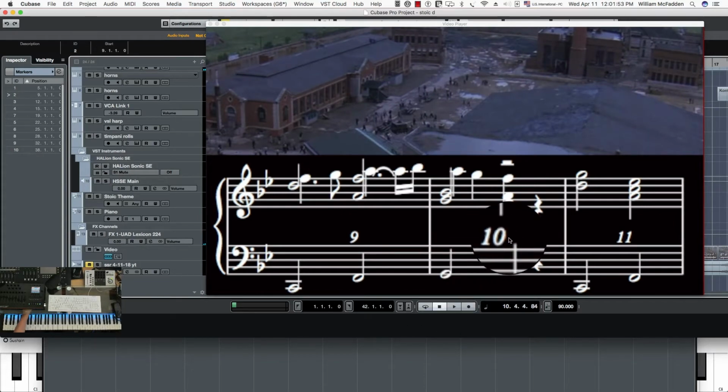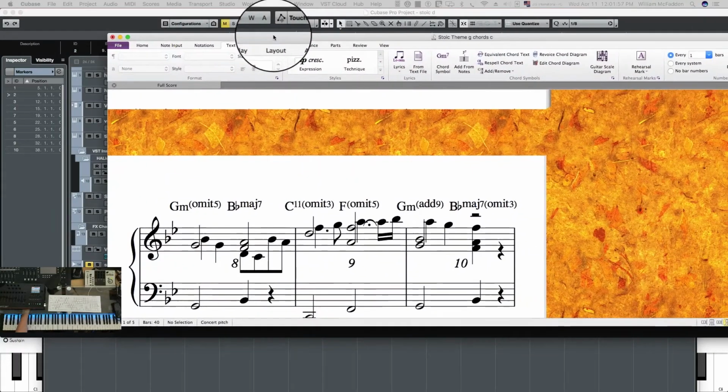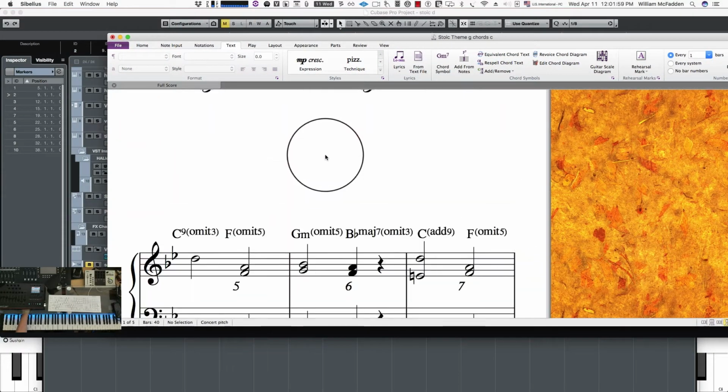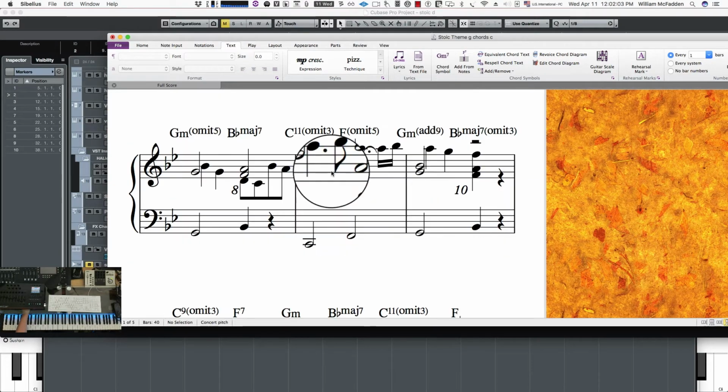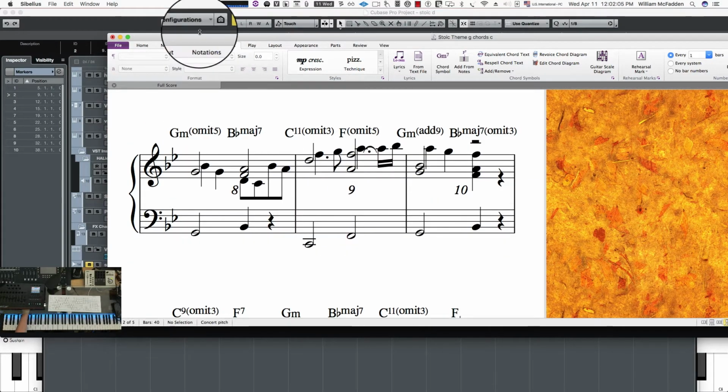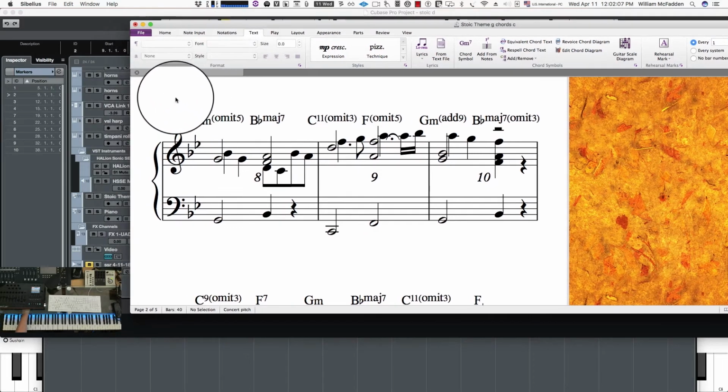That's to measure 10. Let's take a look at what's going on in measures 8 through 10. In 8, we have a G minor, omitting the 5th. And then the B flat major 7. And then we're adding in a little melody at this point.